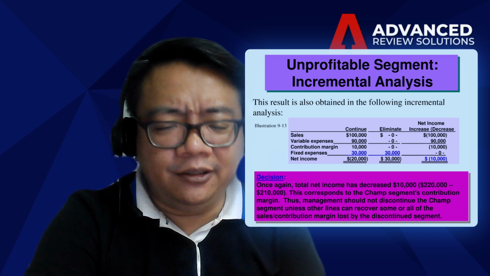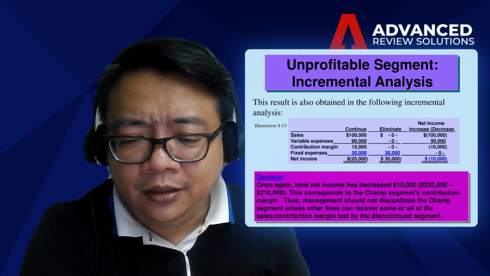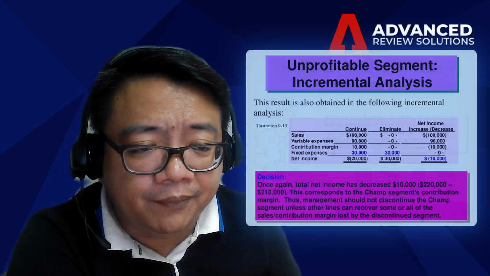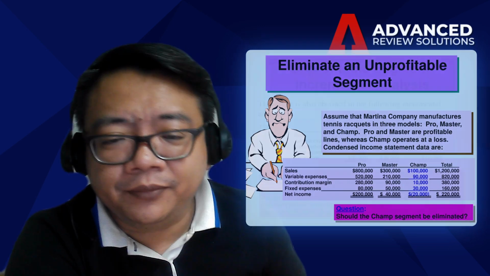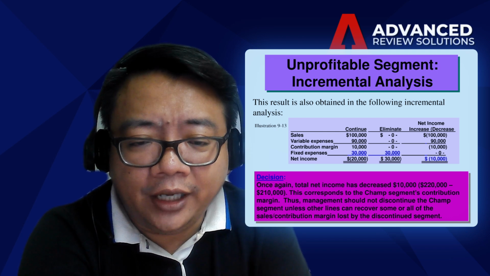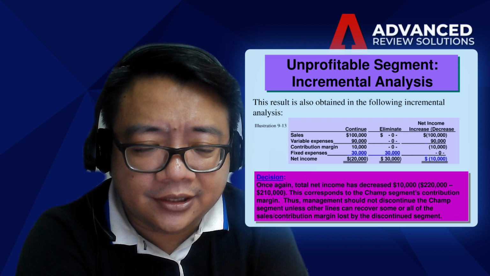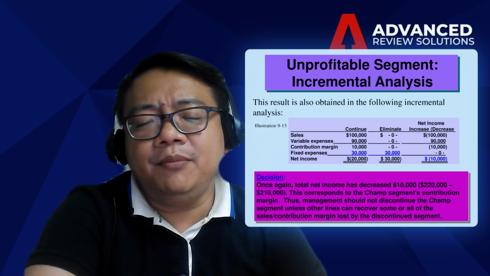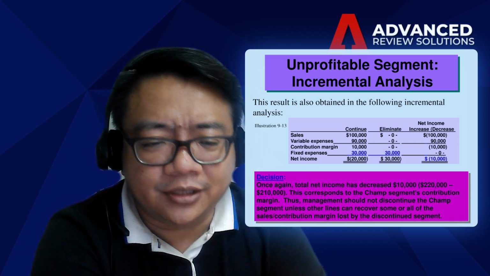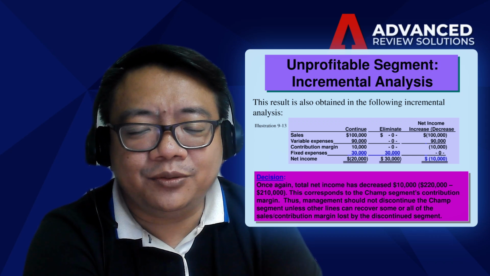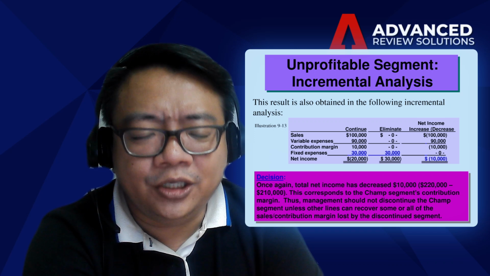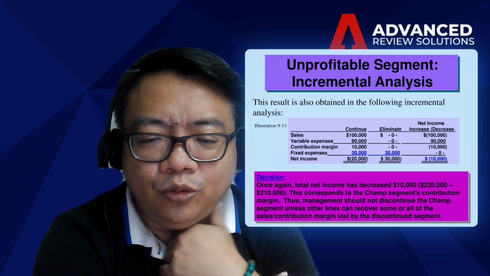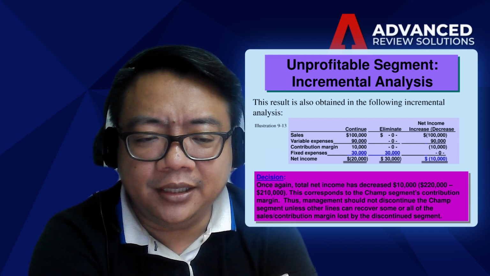The result is also obtained in the following incremental analysis. If I will continue, of course, we still have 10,000, you have 90,000. Where does this come from? It comes from here. So, 190, you have 10. Please take note, class, the 30,000 is your fixed expense. So, this means you have 20. If I will eliminate, please take note, all that remains is the 30,000 of the fixed expense. That's why it is better that we continue. So, once again, total net income must decrease by 10,000, from 20 to minus 210. This corresponds to the Champ segment's contribution margin.